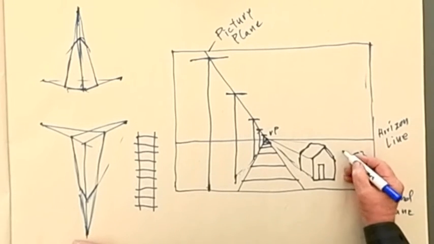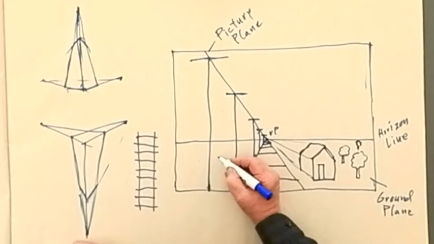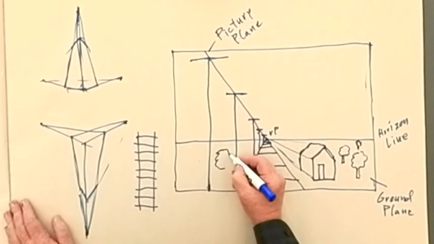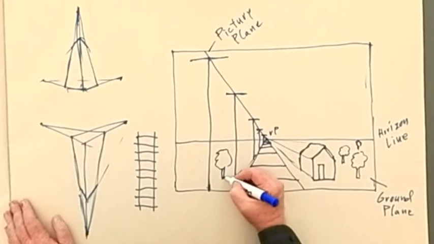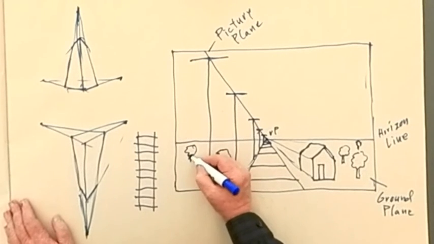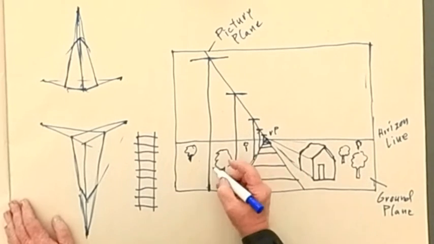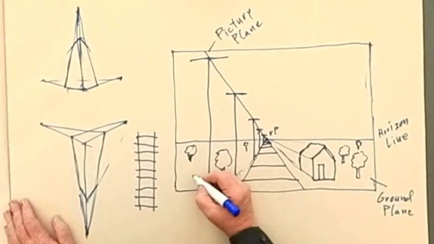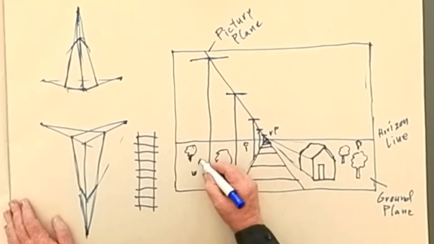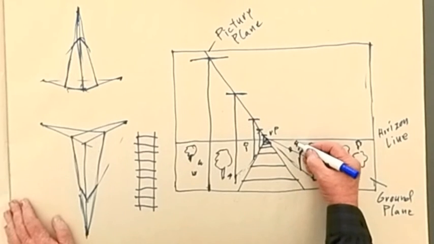So now I'm going to use that diminishing size idea. I'm drawing trees that get smaller as they go back in the picture. Things get smaller as they go back. And so I put in enough foliage and trees to give the idea of some kind of landscape. Not quite desert.